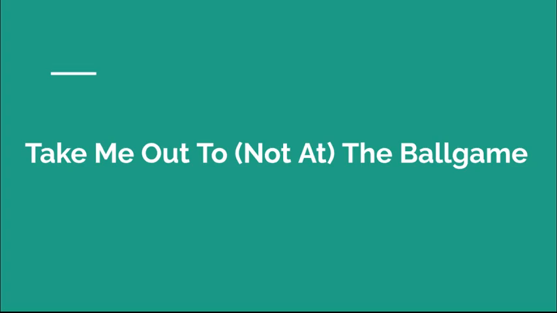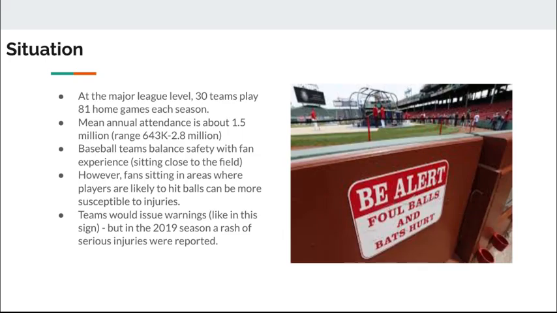The next example I'd like to give you, I call "Take Me Out to, Not At the Ball Game." At the major league level, for those of you who aren't familiar with Major League Baseball in the US, there are 30 teams that play about 81 home games each season. There's also minor league levels of baseball where there are more teams, about 120 or so, that play slightly fewer games, but they attract a lot of people as well.